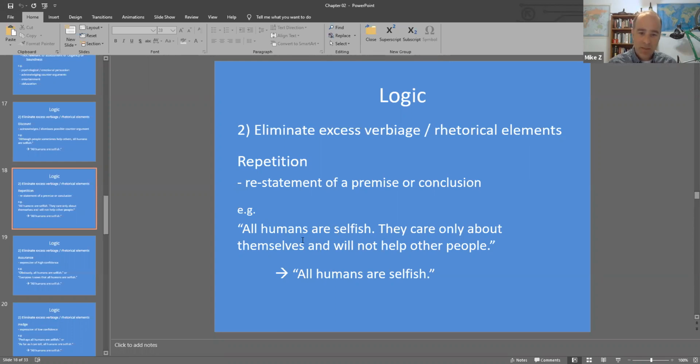They only care about themselves. Well, that's just saying that they're selfish. They don't care about other people. They will not help other people. Well, that means they're selfish. So they're really just saying all humans are selfish three times here. And all we needed is once. What's the most straightforward statement of what they're trying to say here? It's all humans are selfish.